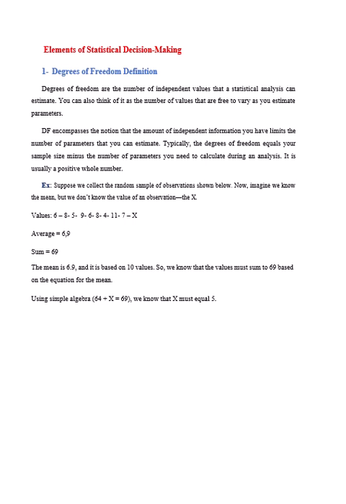Example. Suppose we collect the random sample of observations shown below. Now, imagine we know the mean, but we don't know the value of an observation, the X. Values: 6, 8, 5, 9, 6, 8, 4, 11, 7, X. Average equals 6.9. Sum equals 69. The mean is 6.9, and it is based on 10 values. So, we know that the values must sum to 69 based on the equation for the mean. Using simple algebra, 64 plus x equals 69, we know that x must equal 5.